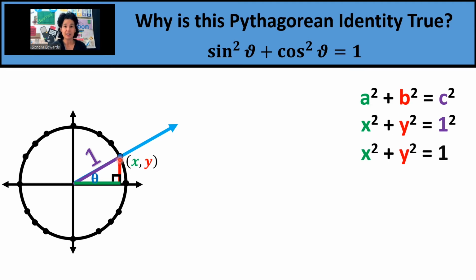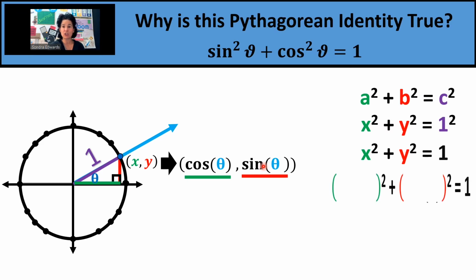We are off to a good start, getting closer to this sine squared of theta plus cosine squared of theta equals 1. Because all points on the unit circle, the coordinates represent the answer to the cosine of theta, comma, the sine of theta. So if you know that points on the unit circle are cosine theta, comma, sine theta, and cosine of theta is the x, and sine of theta is the y, we make a quick substitution there, and there we have the first Pythagorean identity.